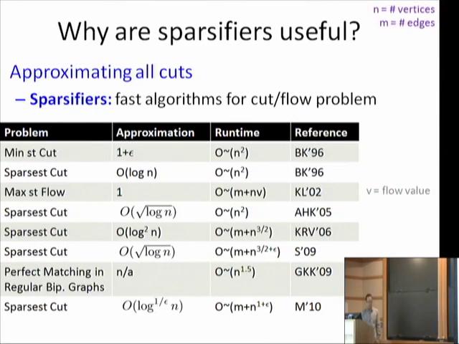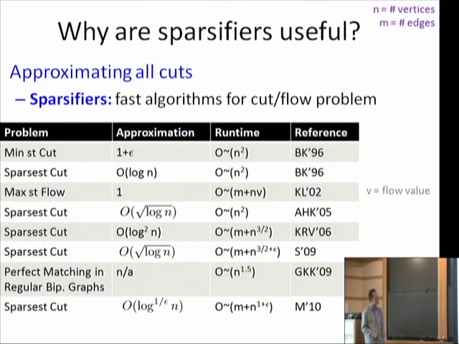The importance of sparsifiers comes from their use in designing fast algorithms. Essentially, ever since the work of Benczúr and Karger, whenever one wants to solve a cut or sometimes flow problem, and you're happy with approximations, then the first step of your algorithm should be to sparsify the graph, because then you can just assume that your algorithm is running on a graph with only n log n edges.